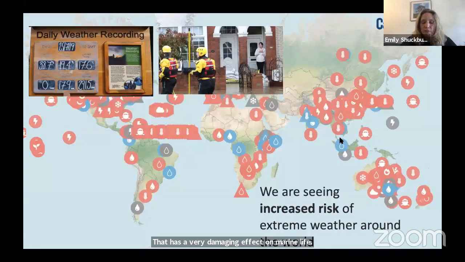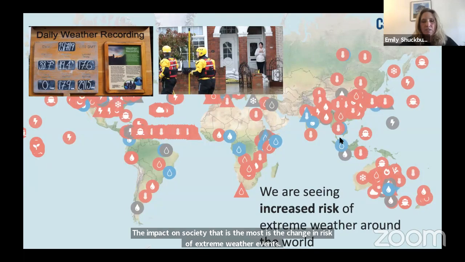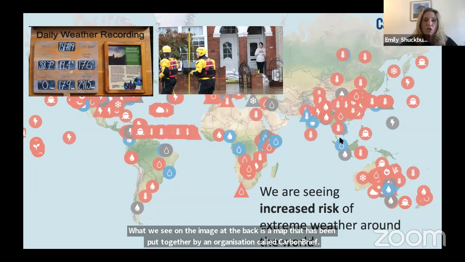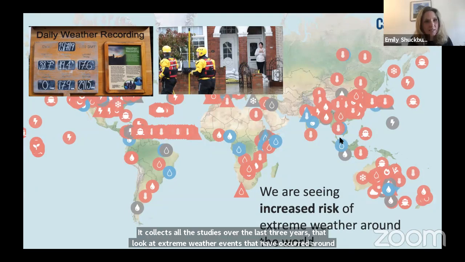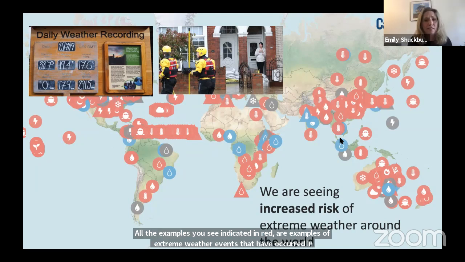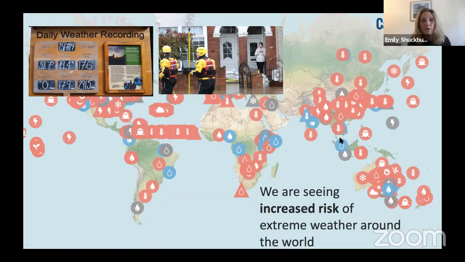Perhaps though, the aspect of climate change that has the most dramatic impact on society is the change in risk of extreme weather events. What you see on this image at the back is a map that's been put together by an organization called Carbon Brief, which collates all the studies conducted over the last few years that look at actual extreme weather events that have occurred around the world and ask the question, has the risk of those extreme weather events increased as a consequence of the climate change we've already seen to date? All the examples indicated in red are extreme weather events that have occurred in recent years, where it's been demonstrated scientifically that the risk of those events has increased, and in many cases increased very significantly, as a consequence of the climate change we've already observed to date.